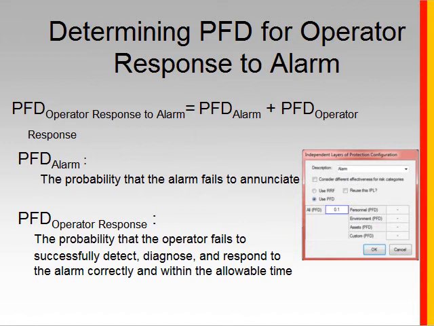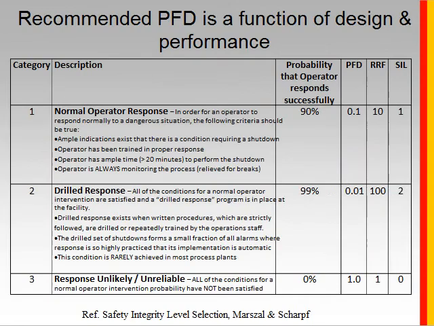The first is the probability that the alarm itself will enunciate. And if we remember the Buncefield situation, that tank level gauge alarm failed to enunciate. So that's where that failure occurred. The second part, where we'll spend more focus, relates to the probability of failure on demand of the operator's response. And this is the probability that he's going to fail to successfully detect, diagnose, and respond, those three things we said need to happen, to the alarm correctly and within the allowable time. So those are the two major components.